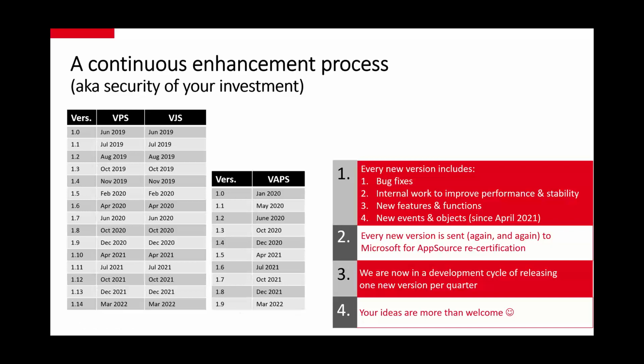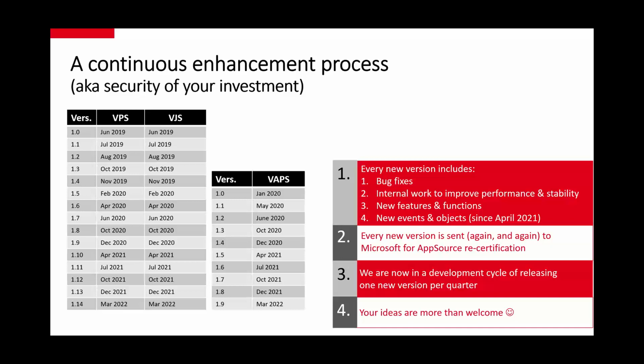So we are now, and I've said this a couple of times, in a continuous enhancement process. We are in a release cycle where we release a new version of our extensions every quarter. So Microsoft is doing 2 releases a year. We are doing 4 a year. So this means with purchasing the VAPS, the VPS, the VJS, or selling them to your customers, you are definitively on the safe side of things when it comes to security of your investment.